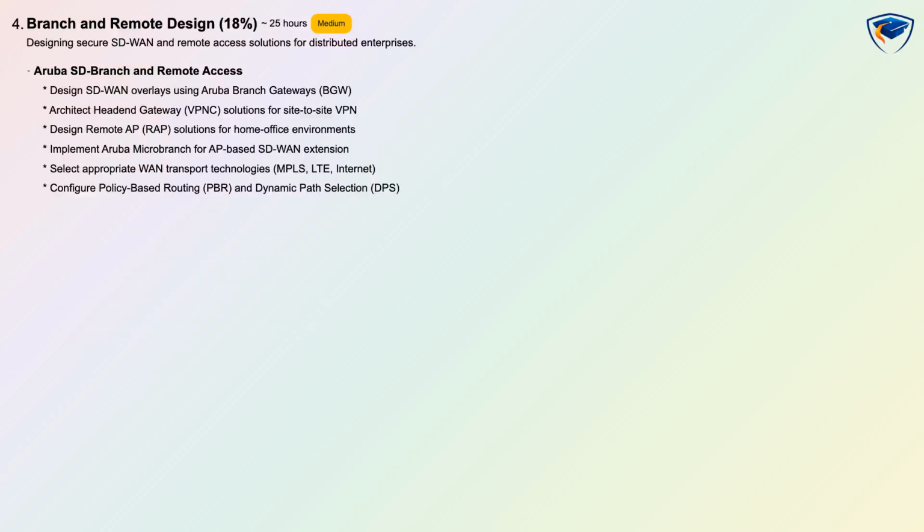Branch and remote design accounts for 18%, is medium difficulty, and suggests about 25 hours of focused study with scenario-based questions. This domain covers secure SD-WAN and remote access for distributed enterprises using Aruba solutions. You will design SD-WAN overlays with Aruba branch gateways, architect head and gateway VPNC deployments for site-to-site VPN, and plan remote AP and microbranch solutions for home and small sites. It also covers selecting WAN transport such as MPLS, LTE, or Internet, and configuring policy-based routing and dynamic path selection for resilient connectivity.